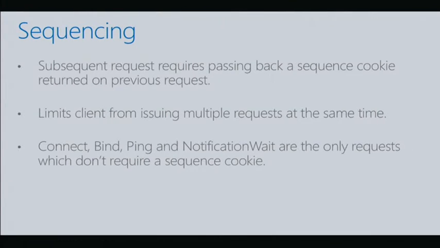So that one doesn't require you to pass a sequence cookie. Now, you can pass it up to the server, it's fine. The server will just ignore it. Now, theoretically, you could issue 1 million notification waits all in parallel, but the server just keeps the last one. So if you have one pending and you issue another, it just completes the one that it already has and then hangs on to the new one.